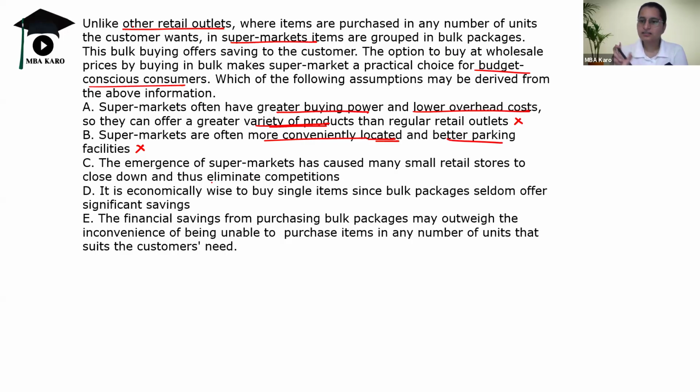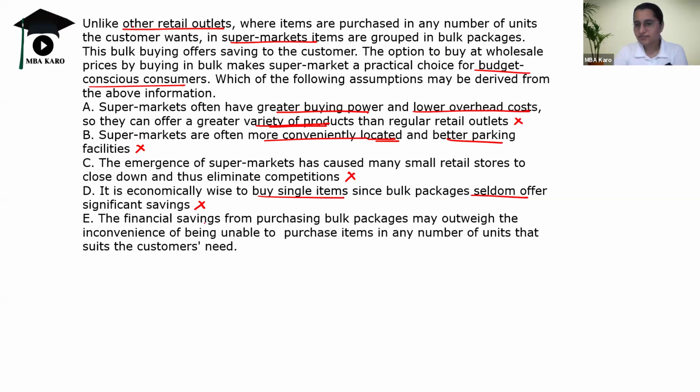We are discussing that in supermarkets, even though they are getting orders in bulk, they are not able to choose what they want or how many units they want. Still, people are going there, and still it is a good choice for budget conscious customers, right? This is the question. Next says, it is economically wise to buy single items since bulk packages seldom offer significant savings. Again, what is economically wise? They have clearly mentioned this bulk buying offers saving to the customer. The option to buy at wholesale prices by buying in bulk makes supermarket a practical choice for budget conscious customers. They are saying economically wise, so again, not supporting the statement.